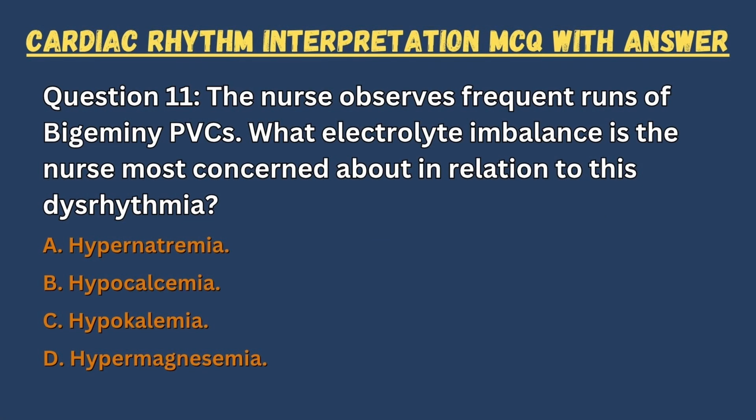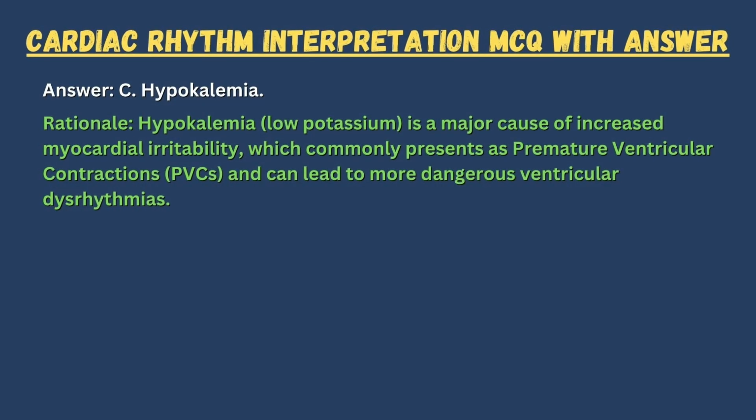Question 11. The nurse observes frequent runs of bigeminy PVCs. What electrolyte imbalance is the nurse most concerned about in relation to this dysrhythmia? A. Hypernatremia. B. Hypocalcemia. C. Hypokalemia. D. Hypermagnesemia. Answer: C.